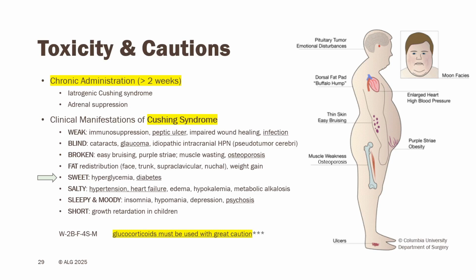Moreover, they retain too much salt and water, developing hypertension and hypokalemia, which are mineralocorticoid effects resulting from high doses of glucocorticoids. Patients may be sleepy and moody due to insomnia and display behavioral changes ranging from hypomania, depression, to psychosis. Finally, children may be short because of impaired growth. Doctors should be careful in giving glucocorticoids to patients with pre-existing medical conditions that are underlined on this slide.